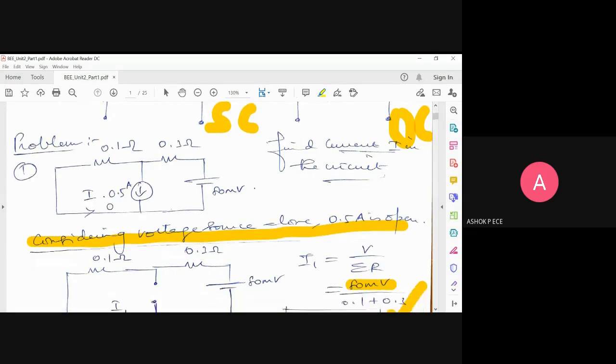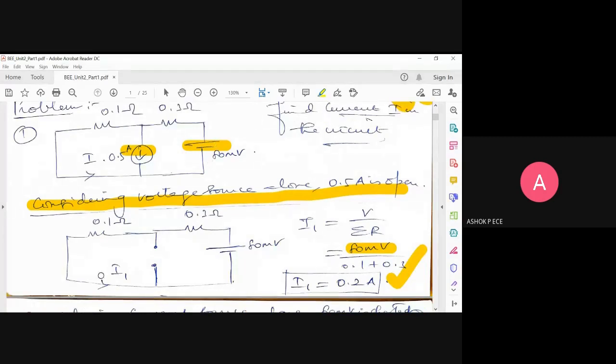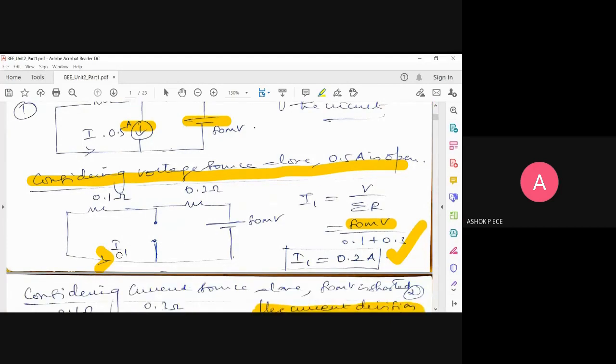Okay. So first, identify how many sources you have. I have two sources. One is a voltage source, one is a current source. So I have to find this current two times. I'll consider the voltage source and remove the current source. So removing the current source is equivalent to what? Open circuiting my current source. So open circuit the current source, and only with the voltage source, find this current I. Use Kirchhoff's voltage law, current law, whatever method you want. Here it is very straightforward. You have a simple loop. I is equal to V by R. Two resistances in series, add them. So you get one value of I1, 0.2 amperes.